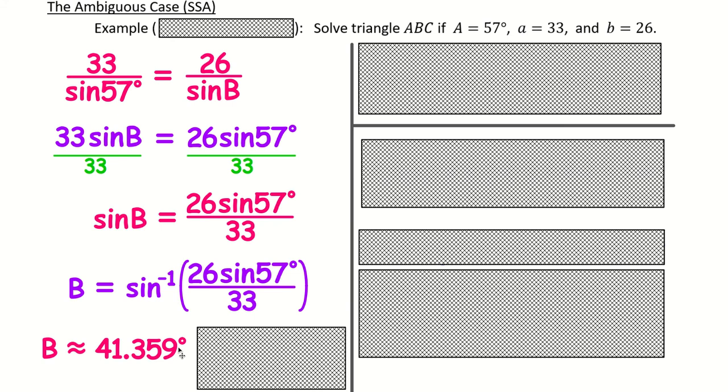You can think of this as the quadrant 1 answer, but considering that the sine of B equals something positive, the sine of an angle equaling something positive means you're talking about quadrant 1 or quadrant 2. So this is the quadrant 1 answer. How would I figure out what the quadrant 2 answer would be?